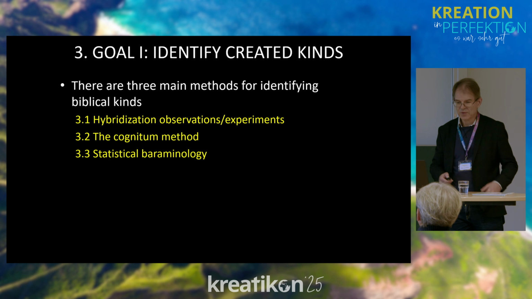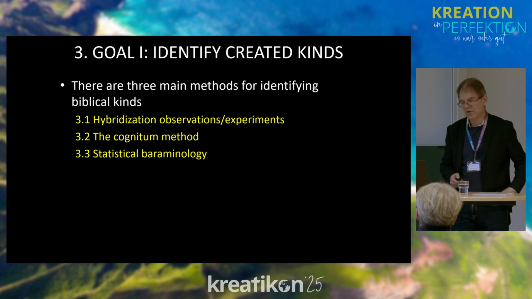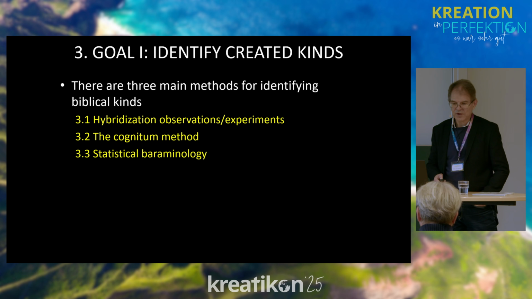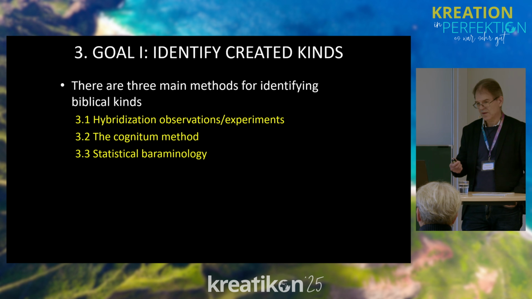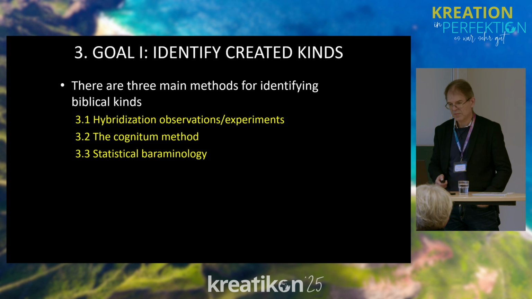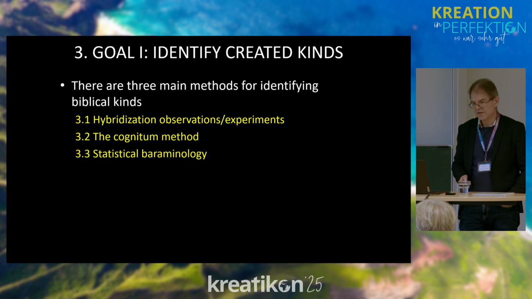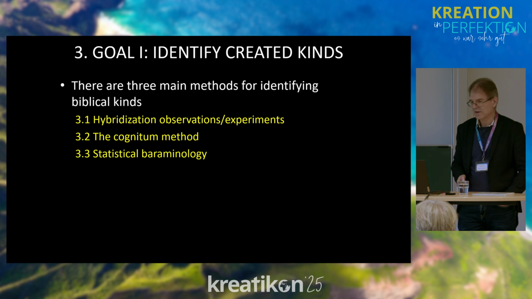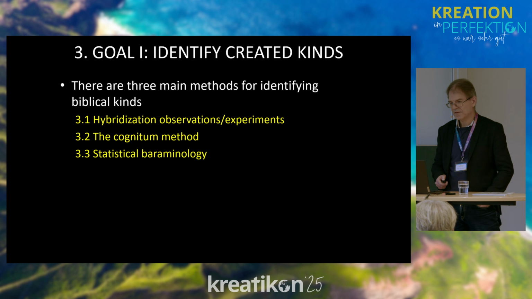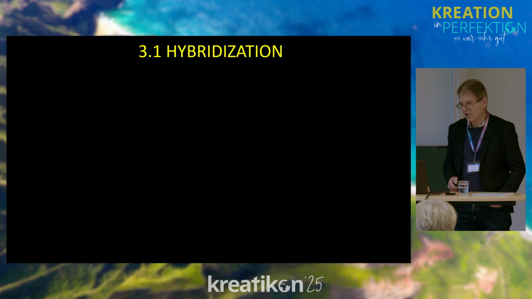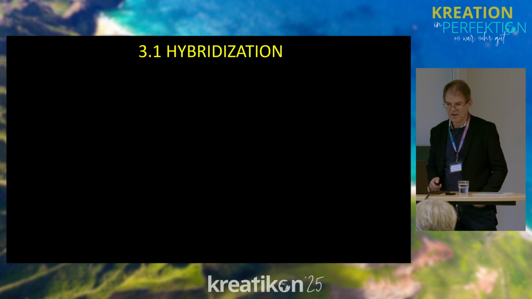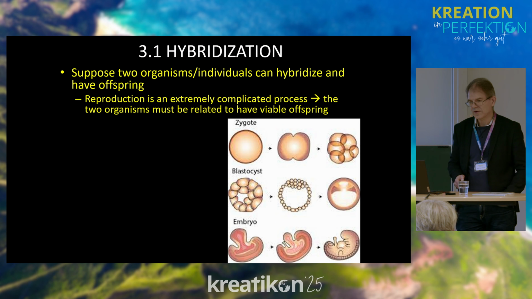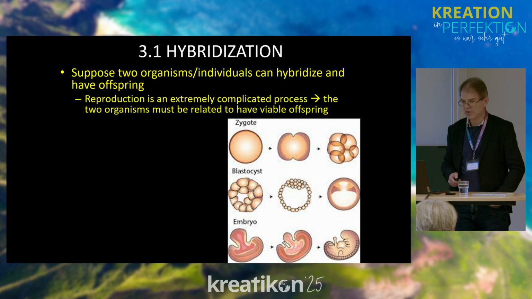For which species within a kind is it possible to have offspring? That signifies that they belong to the same kind. The cognitive method is that we can use human senses to help us identify biblical kinds. And then there is something called statistical baraminology, where you use statistical methods on very large data sets in order to group species into kinds. Let's start with hybridization, and suppose that two organisms or individuals can hybridize and have offspring.